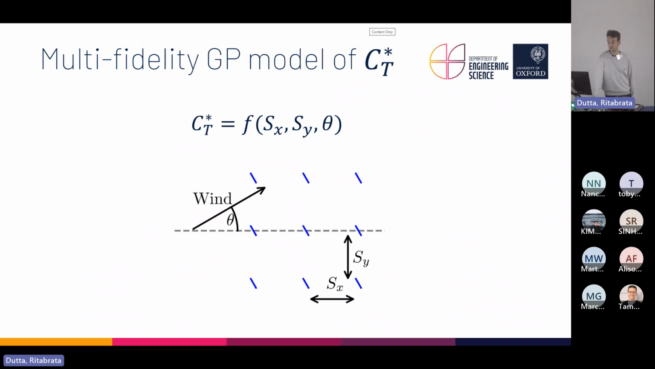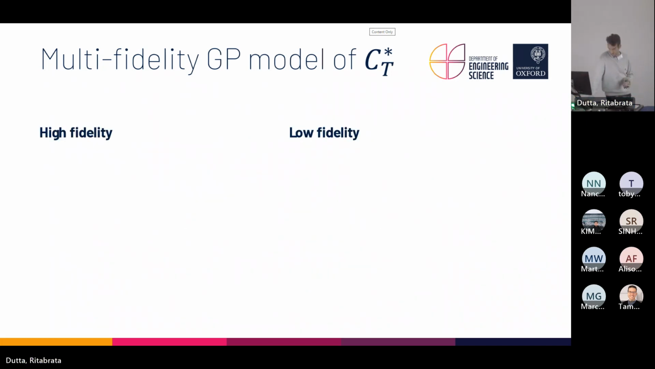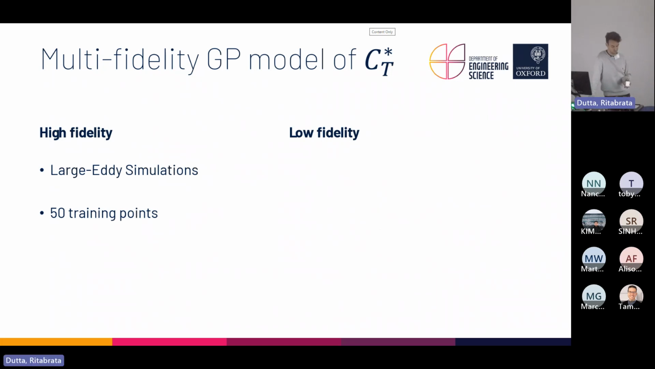So just as a recap, we are trying to build a function of CT star as a function of 3 parameters, which describe the layout of our wind farm. So we built a model using a multi-fidelity Gaussian process regression, using a combination of high fidelity and low fidelity data. So for the high fidelity data, we used large eddy simulations, and we had 50 training points. And then for the low fidelity model, we used engineering wake model simulations, and we had 500 training points for this.